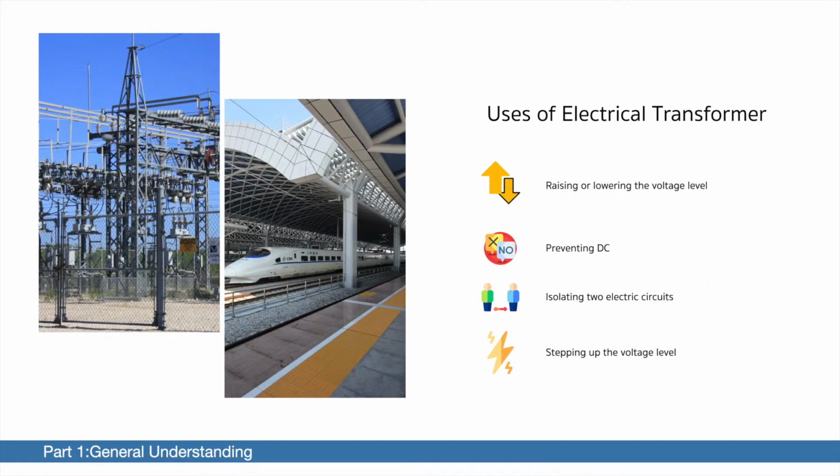In general, we normally use an electrical transformer for raising or lowering the voltage level in the circuit of an AC, preventing the passage of DC from one circuit to another, isolating two electrical circuits, and stepping up the voltage level at the sites of power generation before the transmission and distribution can take place. Commonly, applications of electrical transformers include pumping stations, railways, industries, commercial establishments, windmills, and power generation units.